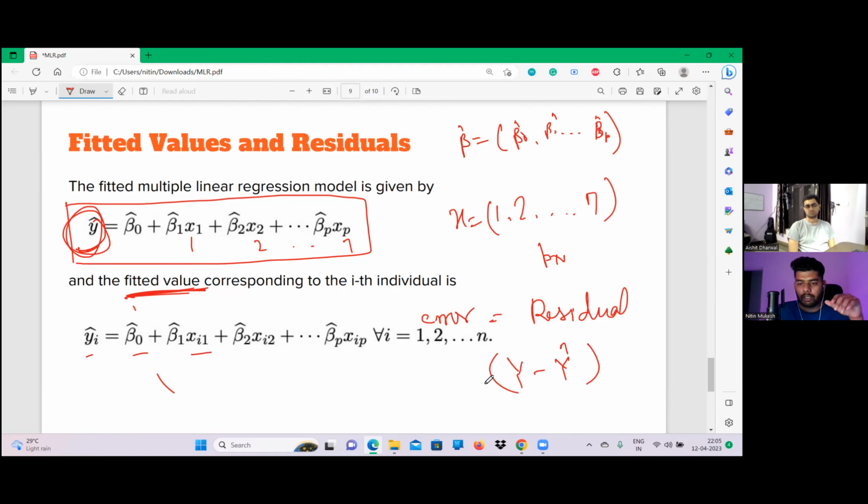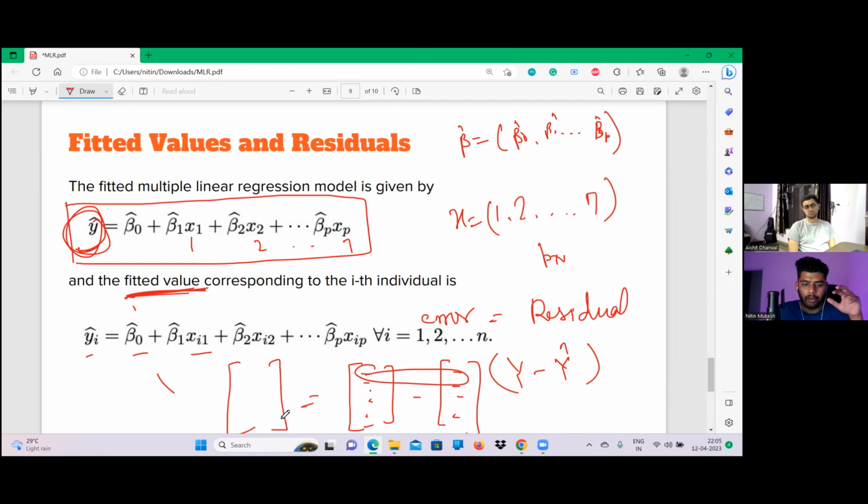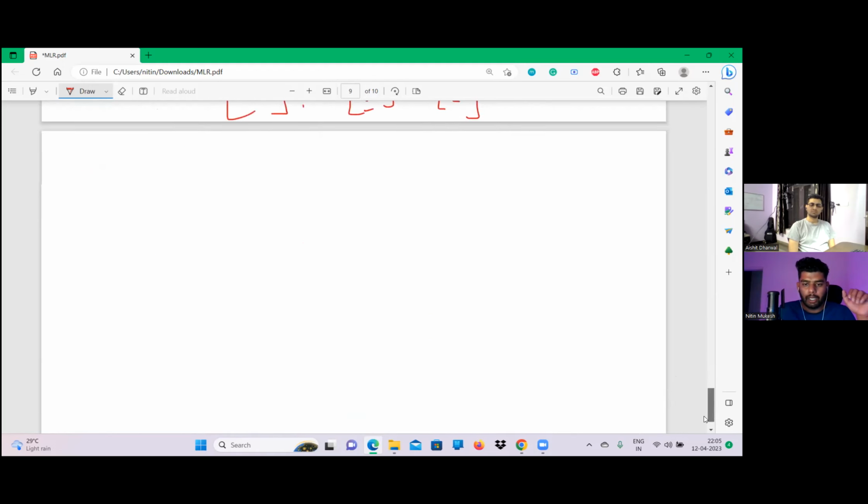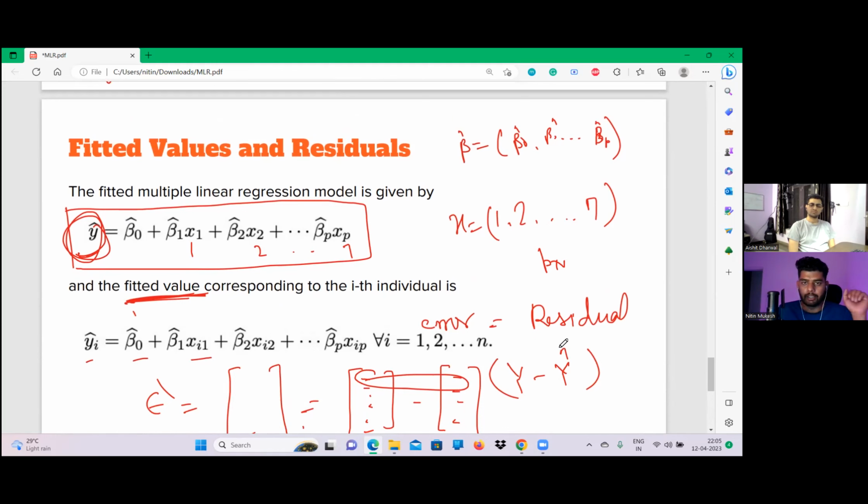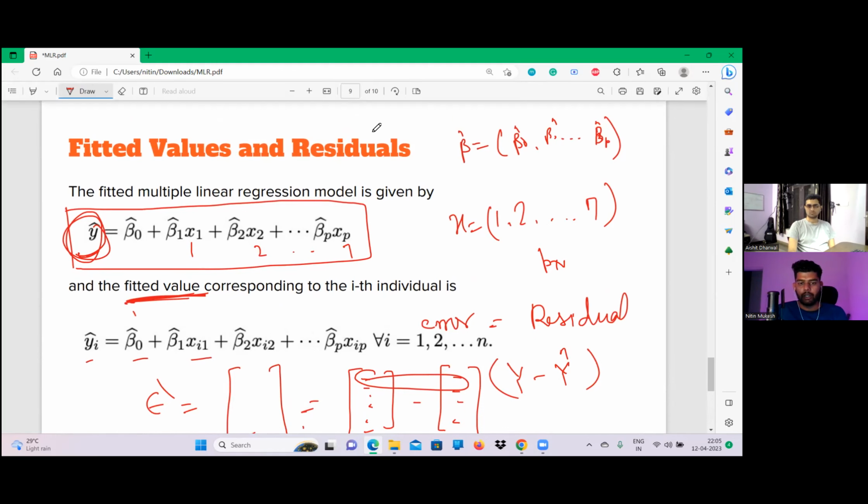Again, this is in terms of vectors. y here means all the values of y in the data set, and y hat means all your predicted values. If you subtract these corresponding terms, this will be your error vector, or residual, whatever you want to call it. So this is what we have in general in multiple linear regression. If you have any questions on multiple linear regression, we can take them now.